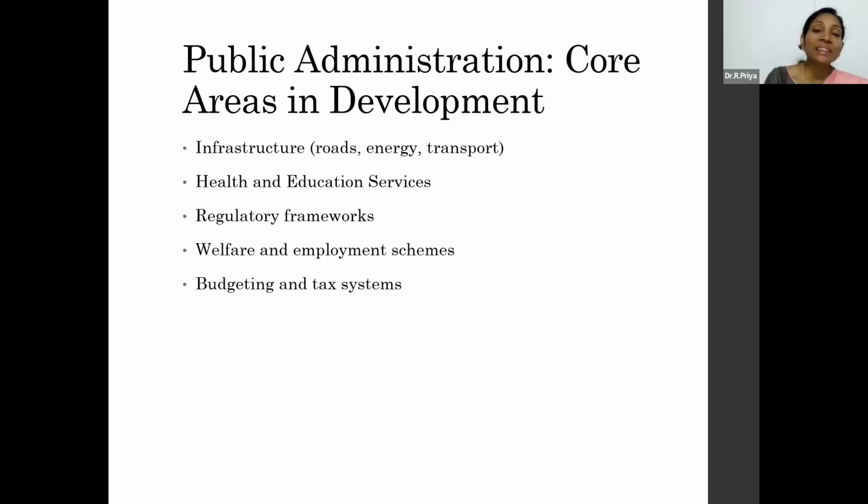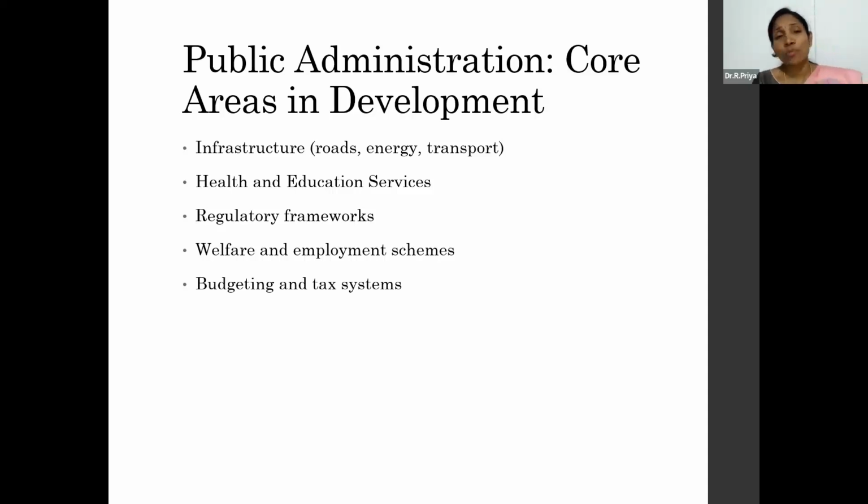The next one is health and education. It ensures access to affordable and quality education through government schools, colleges and skill development centers. It manages public hospitals and health programs that keep the population healthy and productive. There are some good schemes here: the midday meal in schools, the National Health Mission, and Ayushman Bharat, the health insurance I mentioned earlier. These are examples of development through education and health governance.